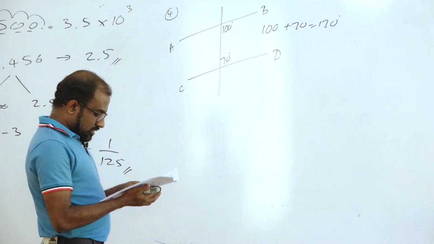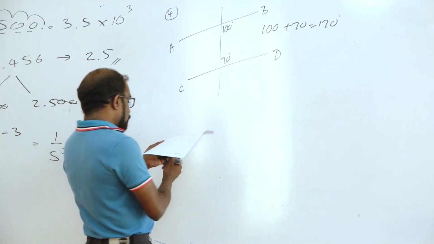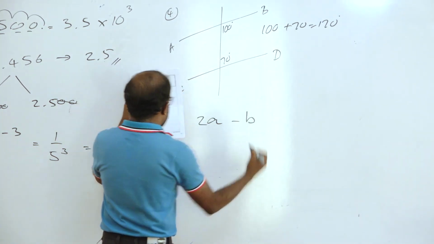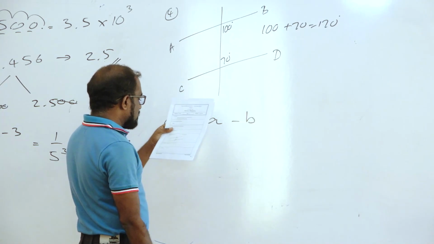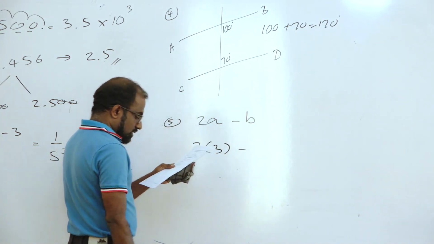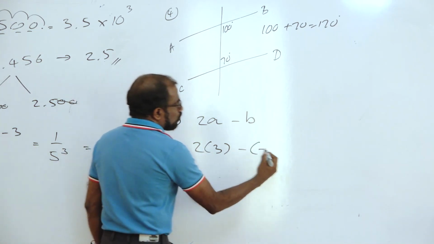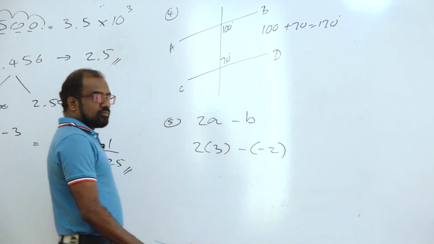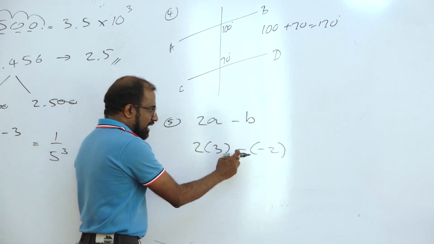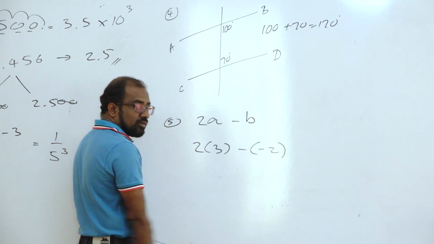Fifth question. Find the value of 2a minus b, a simplification one. The question asks for the value of 2a minus b. A is 3. So that is 2 times 3 minus b equals minus 2. So 2 times 3. Here subtract. B is minus 2. So we have to put a bracket.